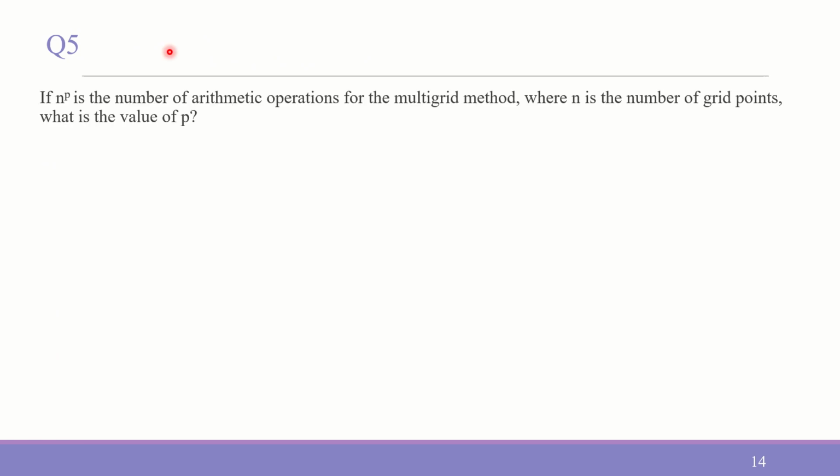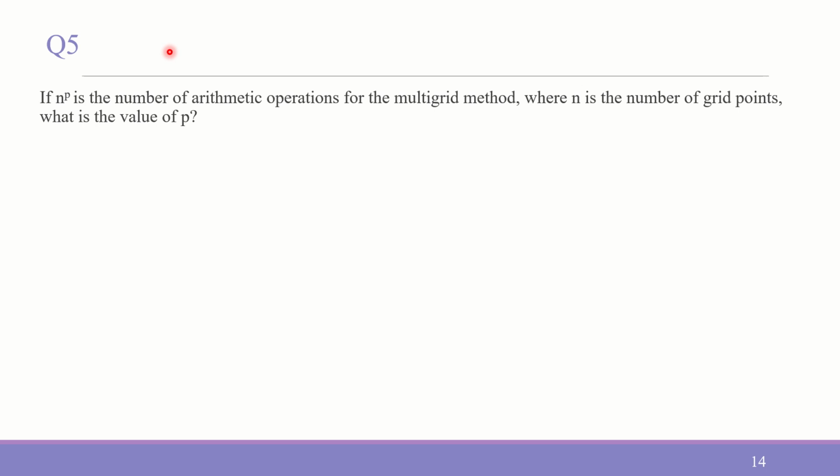So now that is for question 4. Now we are into question 5. In question 5, what we have is that if n^p is the number of arithmetic operations for the multigrid method, where n is the number of grid points, what is the value of p?